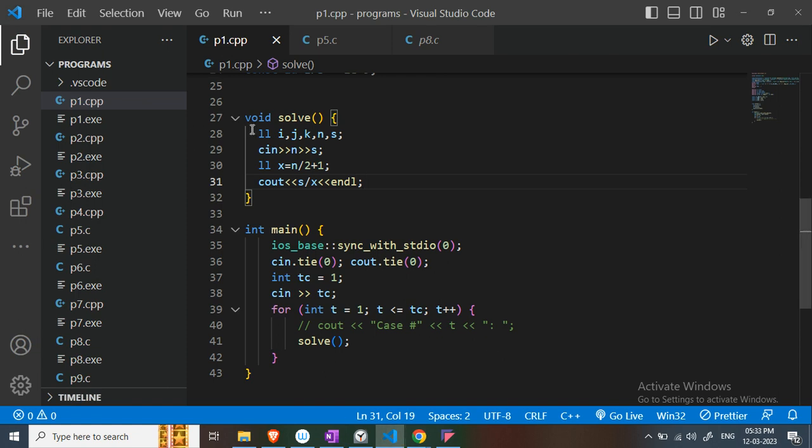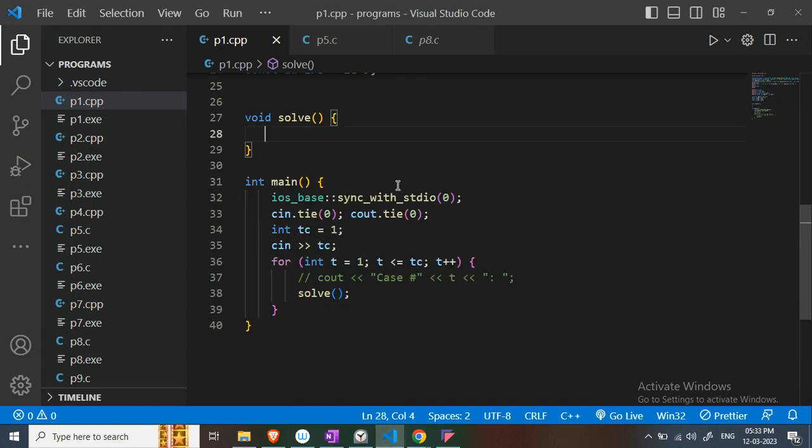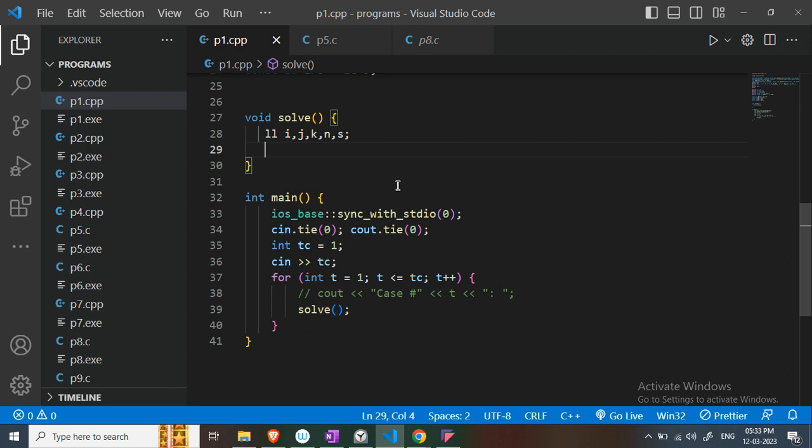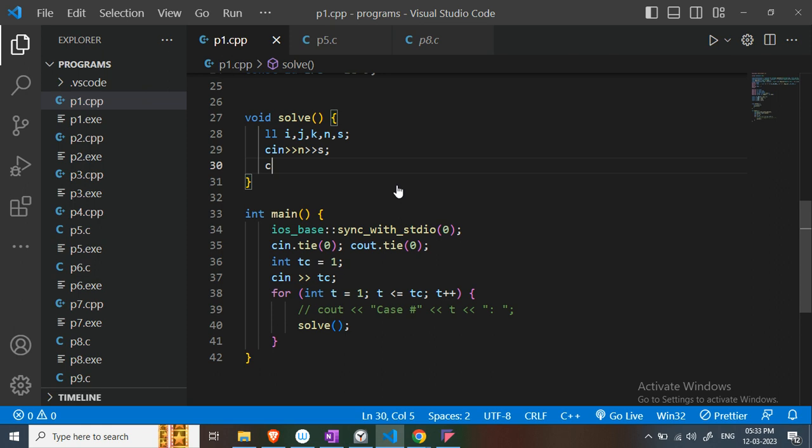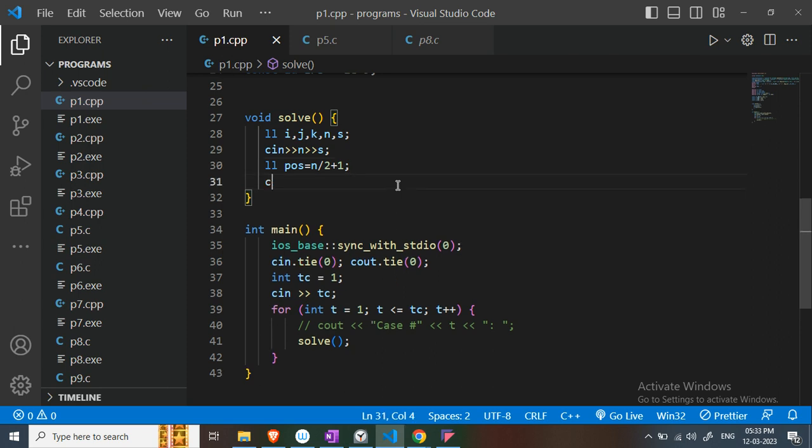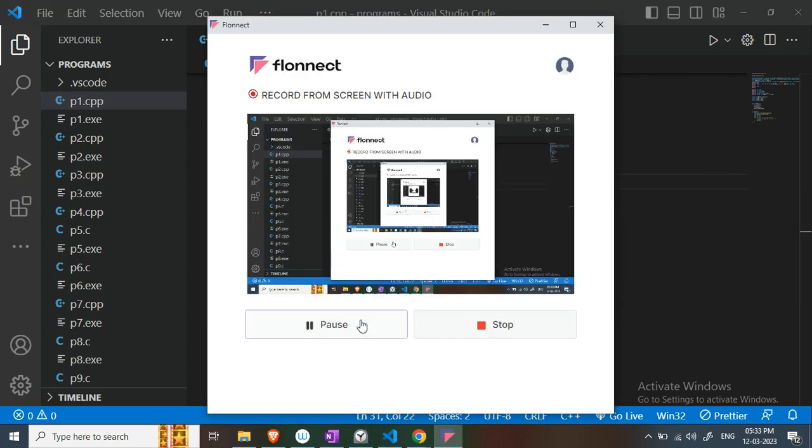Okay, so now let's check the code. So for you guys I am doing it again. NL represents long, I comma j comma k comma n comma s. So I take the input cin, n and s, and I will find the position of the median. The position of the median will be n by 2 plus 1, and I will simply cout s divided by position. That will give the maximum median.